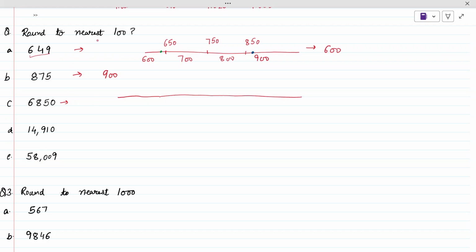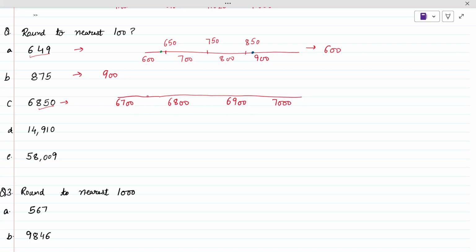Since हमको nearest 100 तक यहाँ पे निकालना है multiple nearest 100. So what I am doing is I'm writing the intervals here. Let us start with 6,700, 6,800, 6,900. क्योंकि हमें nearest multiple of 100 तक निकालना है, so we are taking only the 100 place. We are considering only these three numbers, the 100 places. And after 6,900, we'll get 7,000.